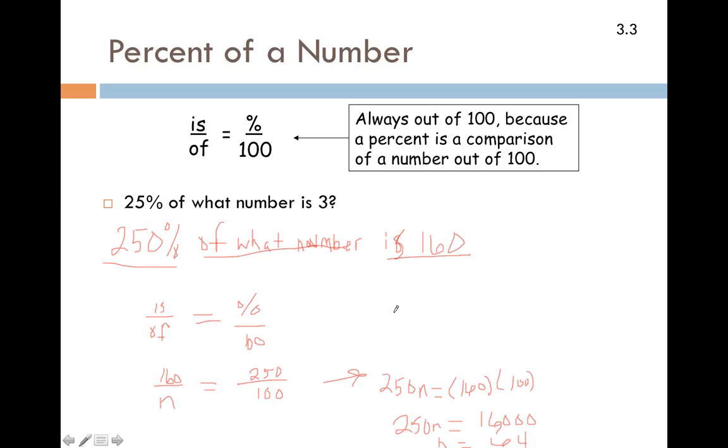So 250% of 64 is 160. Okay, so that's your answer.